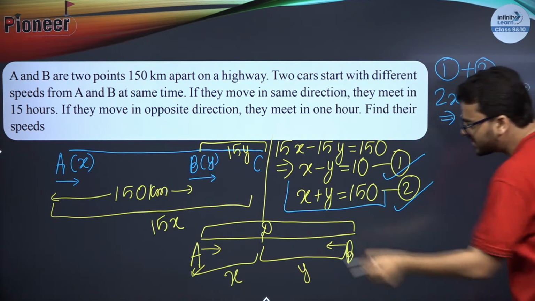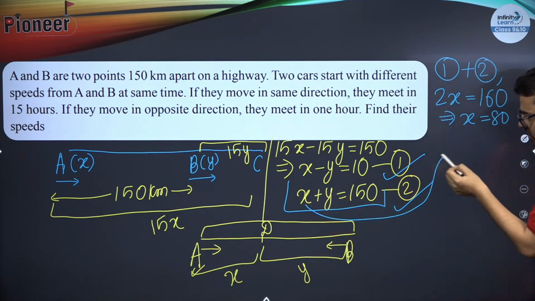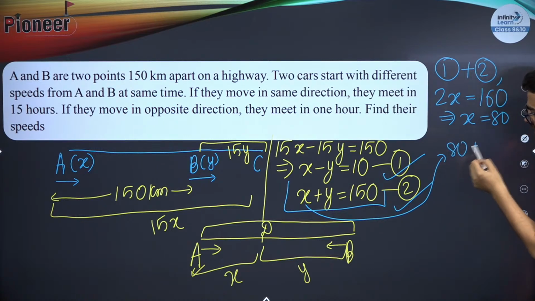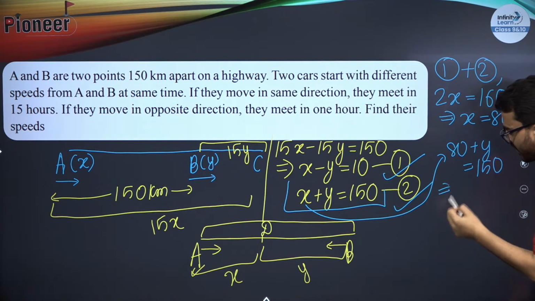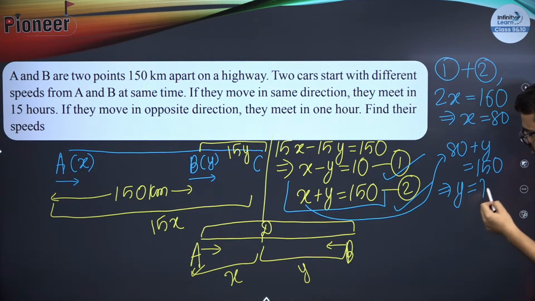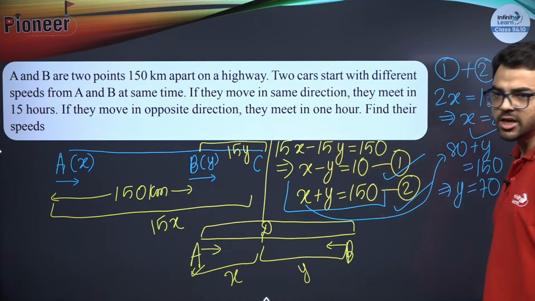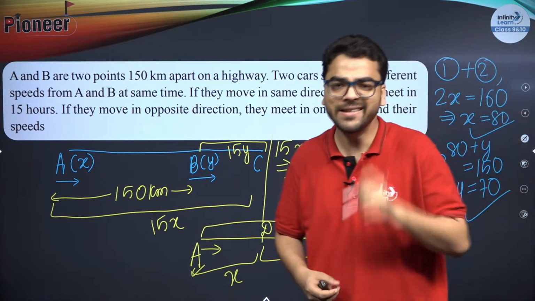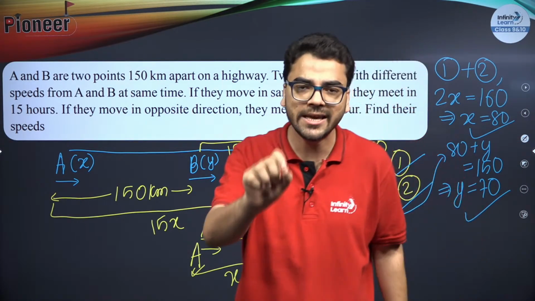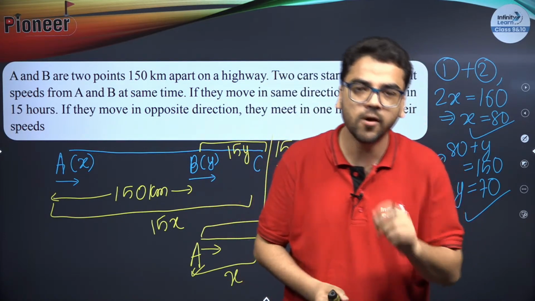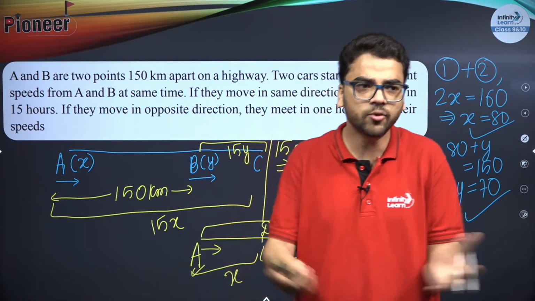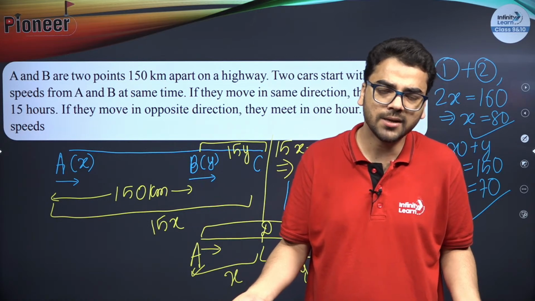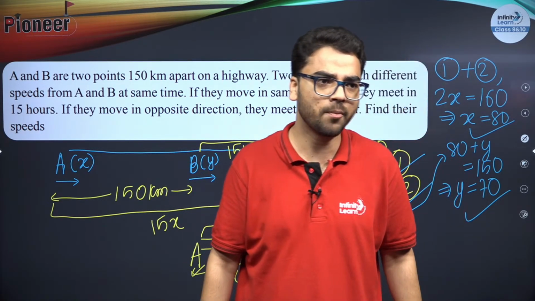And if you put x equal to 80 in the second equation over here, so this is 80 plus y equal to 150. So you can say that y will come out to be equal to 70. So what does it mean? That the speed of the car starting from A is 80 km per hour and the speed of the car starting from B is 70 km per hour. Needless to say, if you do not write the units properly, you will not get full marks even if your answer is correct. I'm talking about subjective examinations. I hope it is clear.